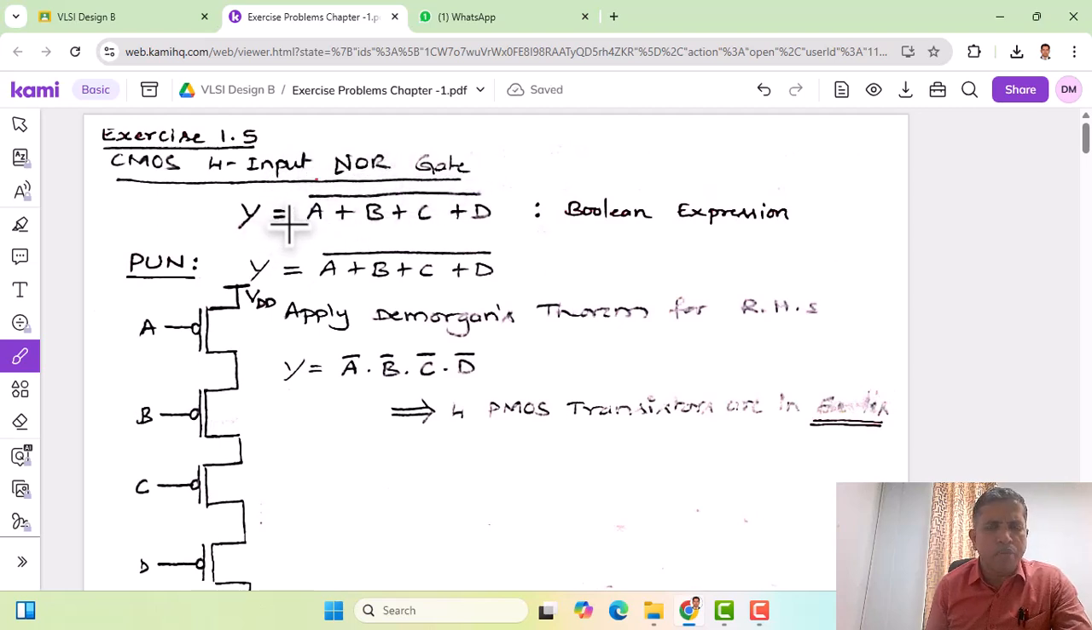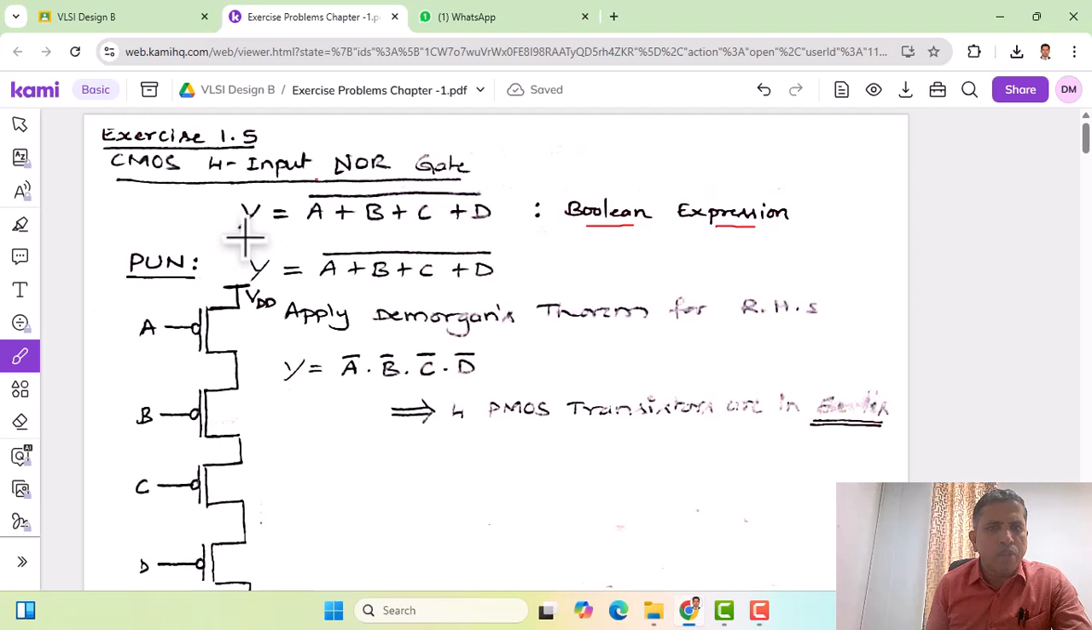Okay, so let us follow the same approach that we discussed in the very beginning and try to develop the CMOS structure for the 4-input NOR gate. This is the Boolean expression for the 4-input NOR gate. Y equals (A plus B plus C plus D) whole bar. So this is the Boolean expression for the 4-input NOR gate.